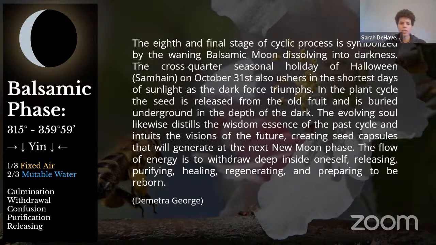In the plant cycle, the seed is released from the old fruit and is buried underground in the depth of the dark. The evolving soul likewise distills the wisdom essence of the past cycle and intuits the visions of the future, creating seed capsules that will generate at the next new moon phase, or the next new phase of the two planets in question. The flow of energy is to withdraw deep into oneself, releasing, purifying, healing, regenerating, and preparing to be reborn.